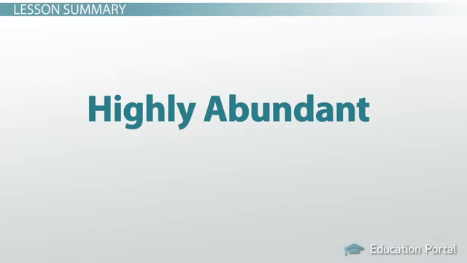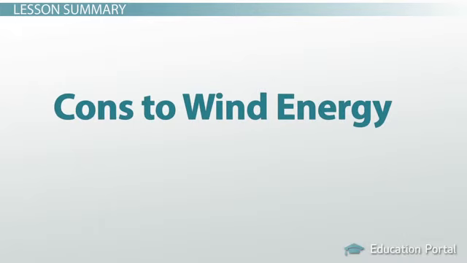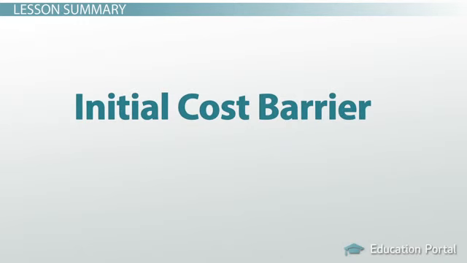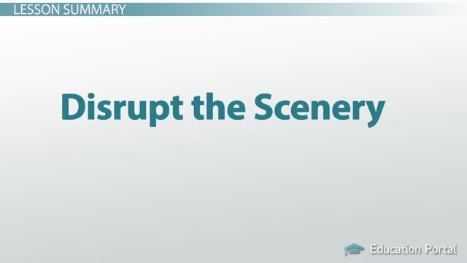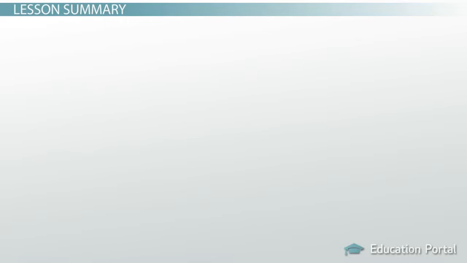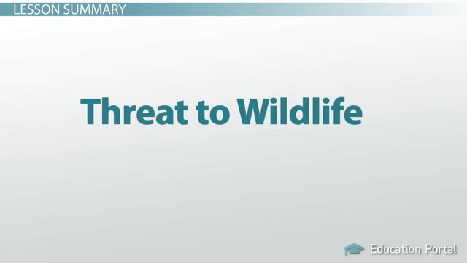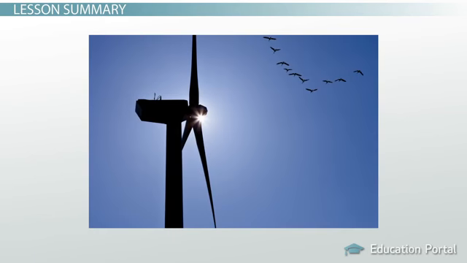There are also cons to wind energy. Wind is inconsistent and unpredictable. If the wind is not blowing, no electricity is generated. There is an initial cost barrier that comes with building and installing wind turbines, and opponents to wind farms point to the fact that wind turbines generate noise and disrupt the scenery. Although they see the benefits of wind, when it comes to wind turbines, they say not in my backyard, or NIMBY. Wind farms could present a threat to wildlife by killing birds and bats that fly into the blades of the turbines.